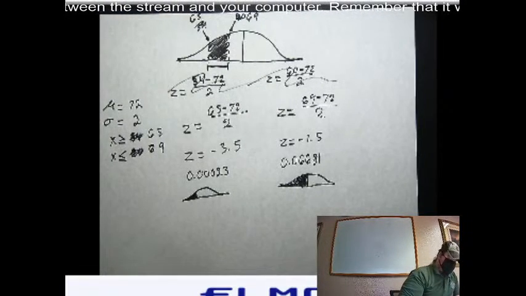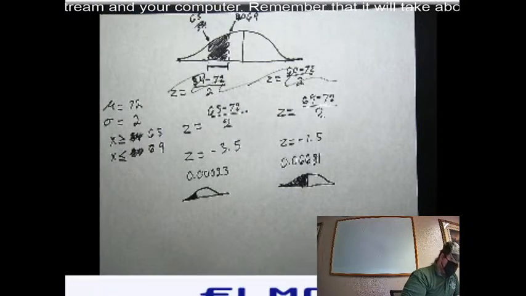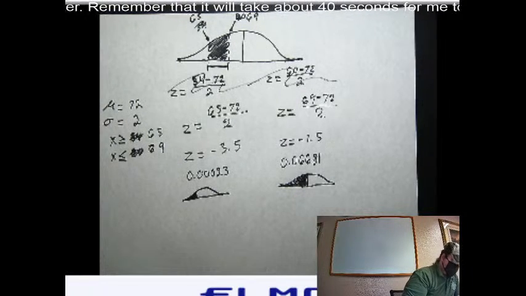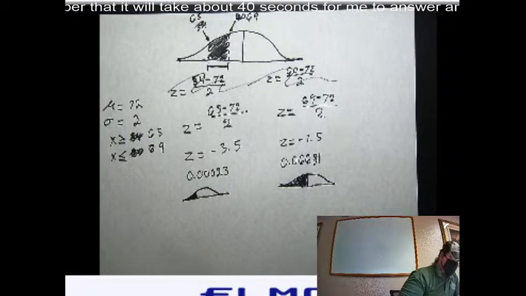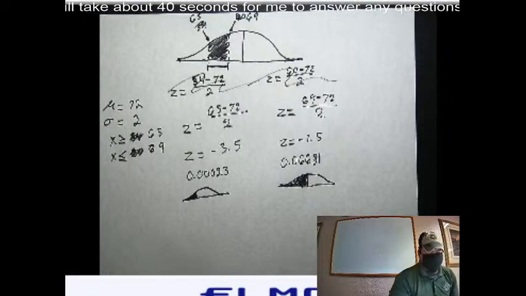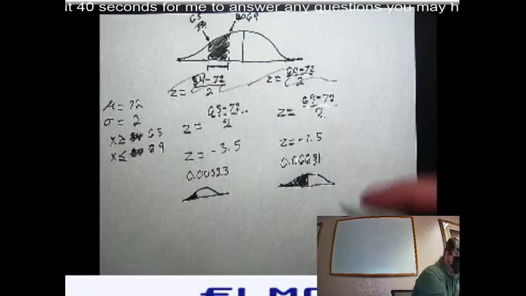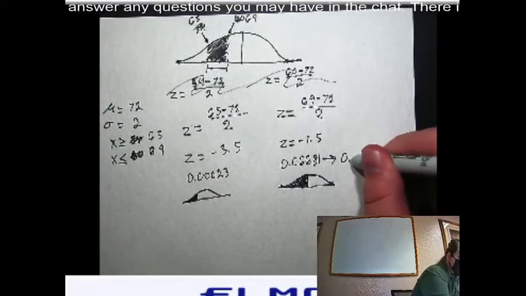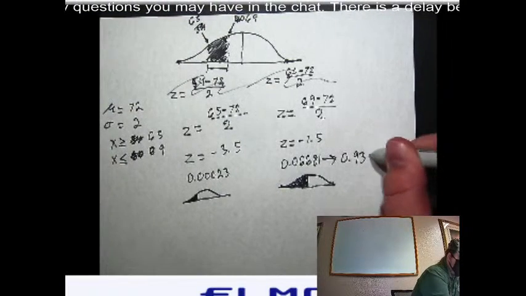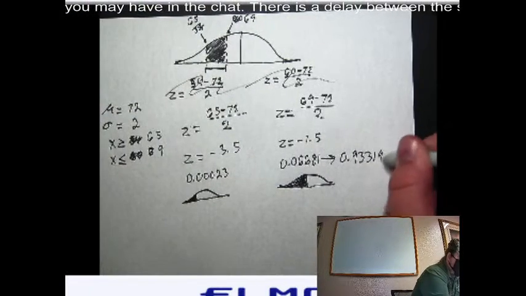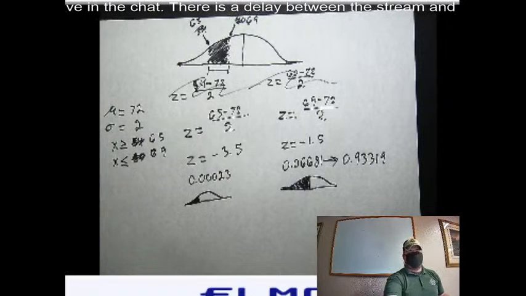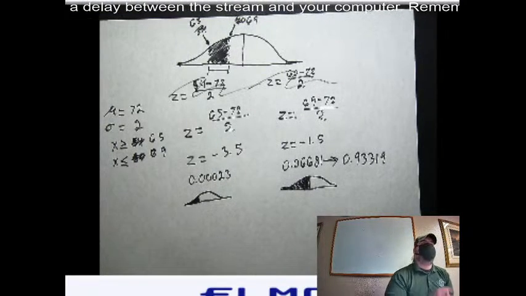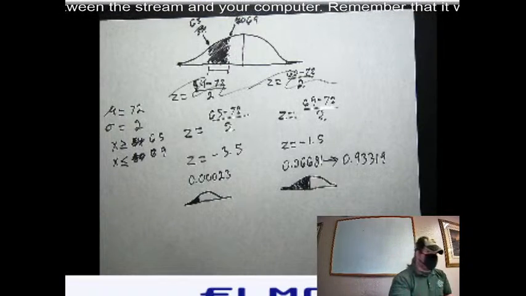1 minus 0.06681. And let's see, that gives us, if we change this, 0.93319. Okay, so now we have the other side.